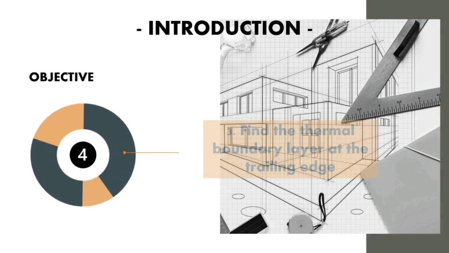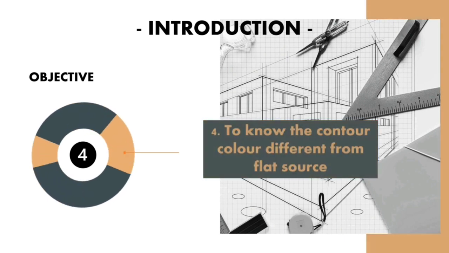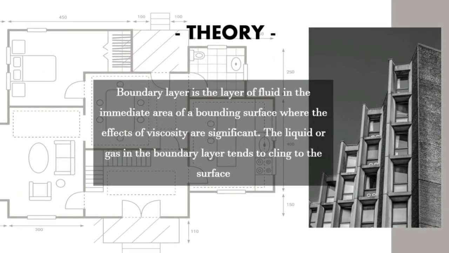So third, find the thermal boundary layer at the trailing edge. This is to ensure the boundary layer surface where the effect of viscosity is significant. And the last one, to know the different contour colors from the flat surface. By knowing the color difference of each surface, we will know which part will be facing the higher pressure. Okay, next I will explain the theory.